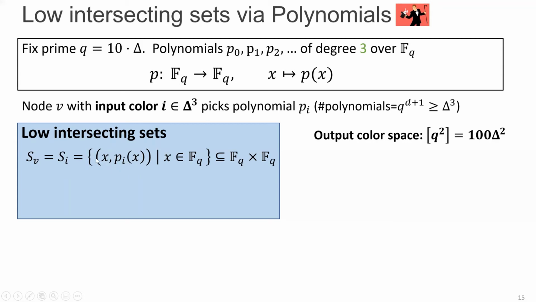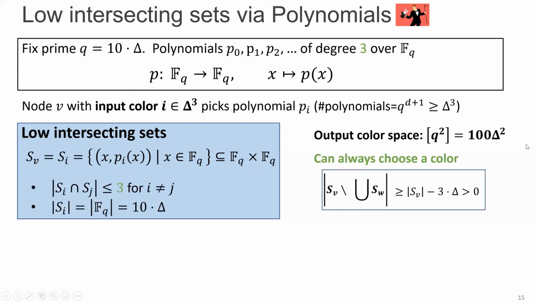So these output colors are (x, p(x)), which lie in the space F_q times F_q. The output color space will be q squared, so 100 times delta squared. Now the crucial property why this is sufficient to run Linial's algorithm is that two of these sets can only intersect in at most 3 positions. This is because two polynomials of degree at most 3 can intersect in at most 3 points. Together with the size of these sets, you get that if you erase all the intersections with all your neighbors, you have at least one color remaining.